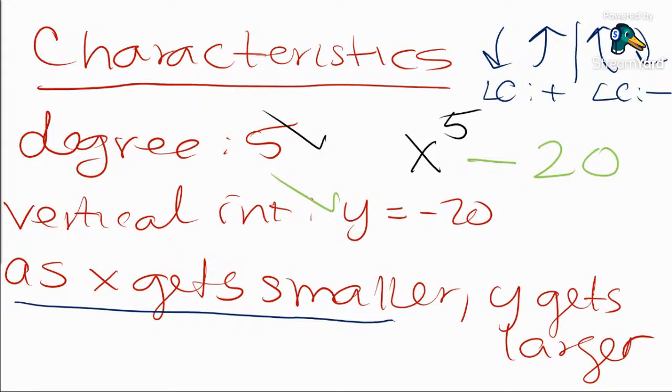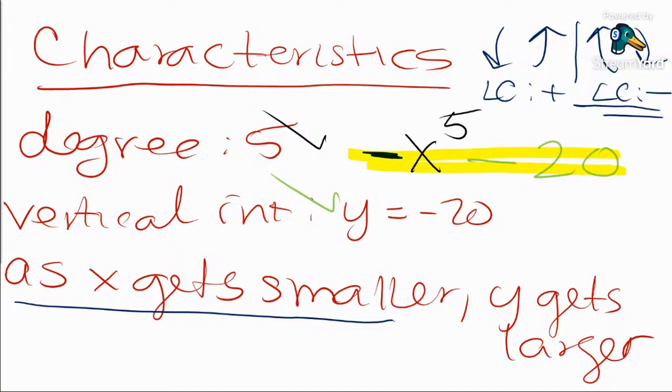Now, we read this as x gets smaller. So we're talking about the left side of the graph. Y gets larger. That means it's going to go up. So we're going to want our leading coefficient to be negative. So before you get to that x to the 5th, you want to put a negative sign. This is the answer we want to roll with.